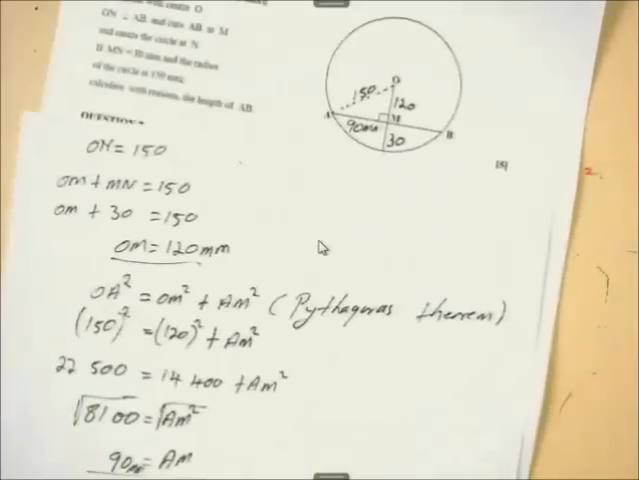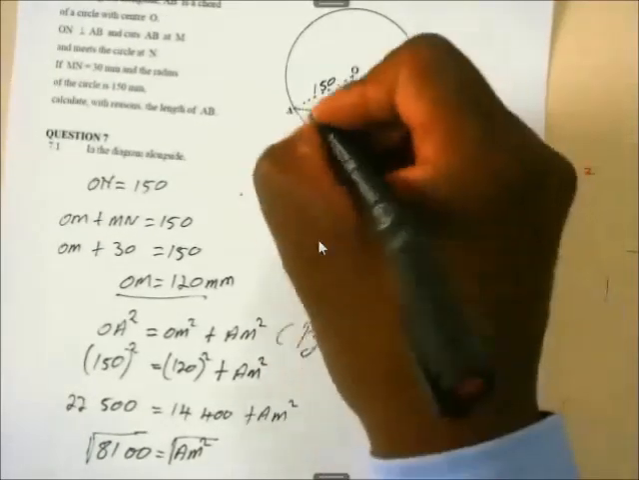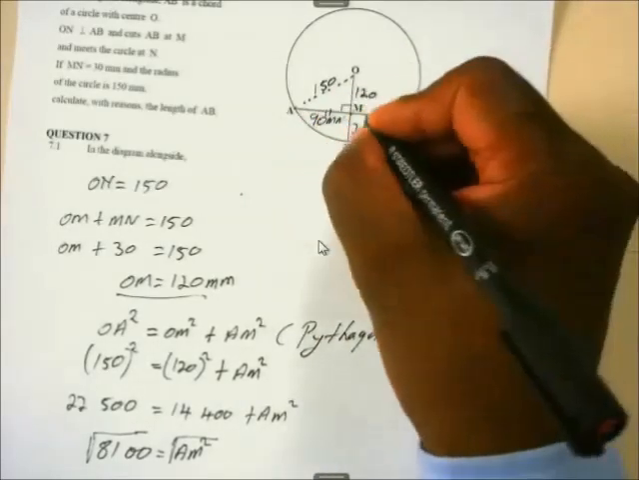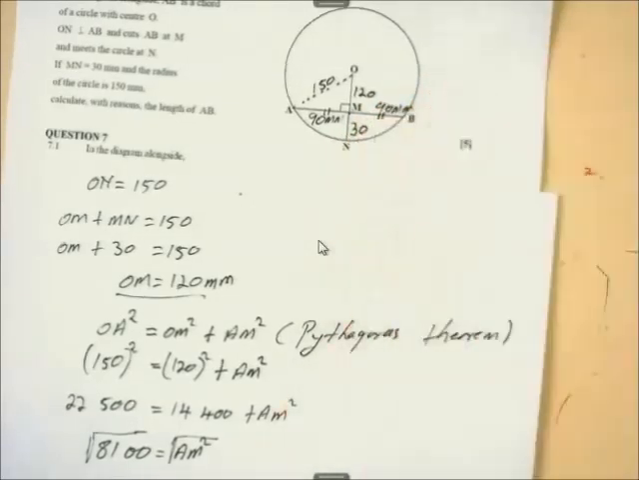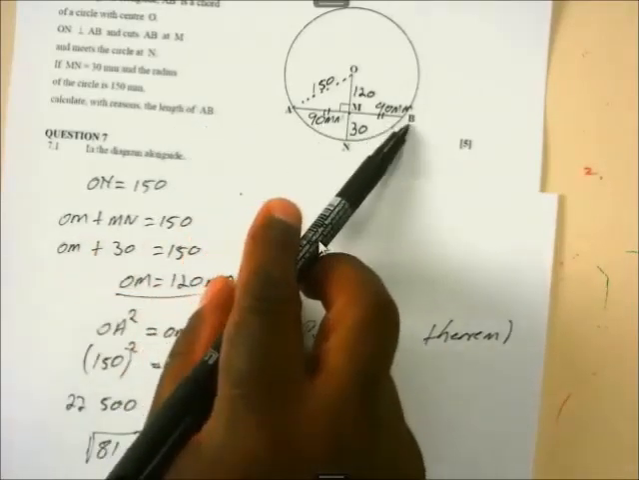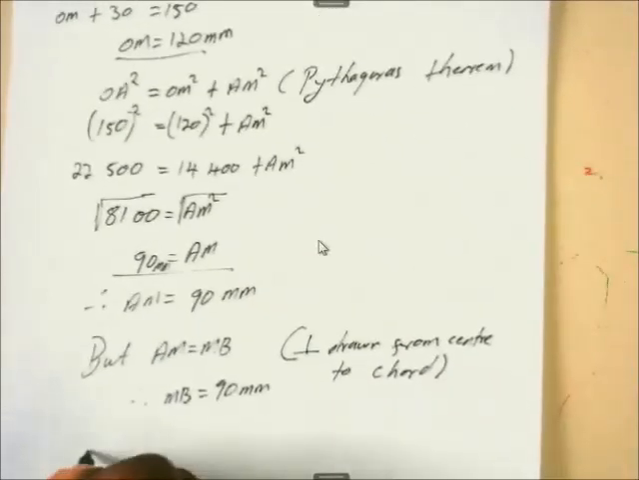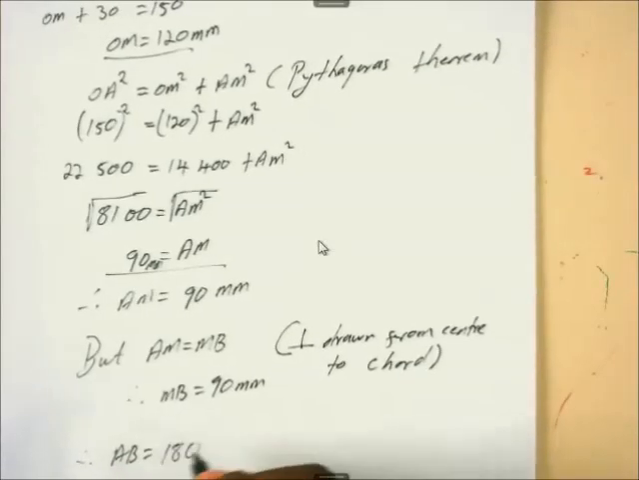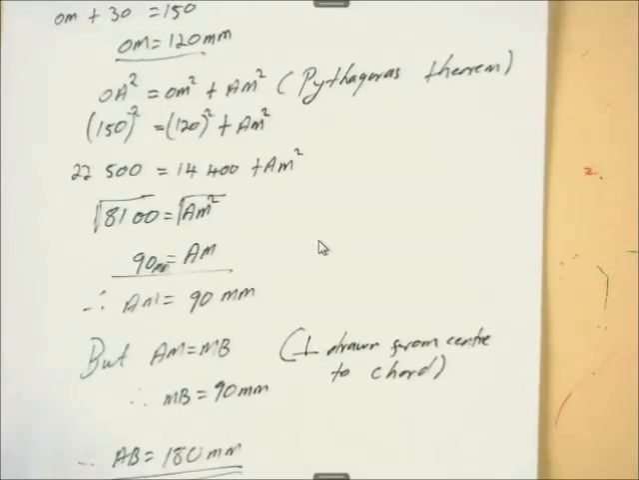Let me go to the diagram and mark it. Remember, AM equals MB. If AM is 90 millimeters, MB is also 90 millimeters. Therefore, it's easy to answer the question. What is the length of AB? 90 plus 90 gives us 180 millimeters. Therefore, AB equals 180 millimeters.